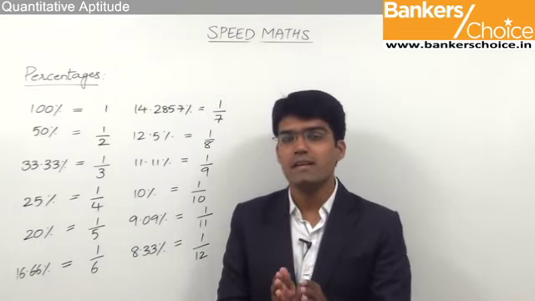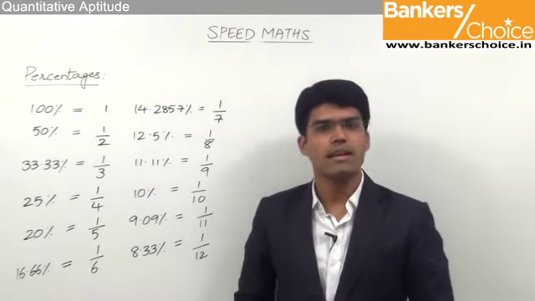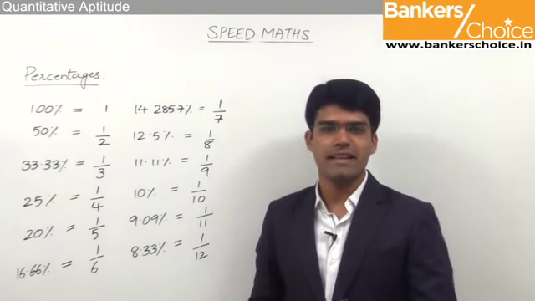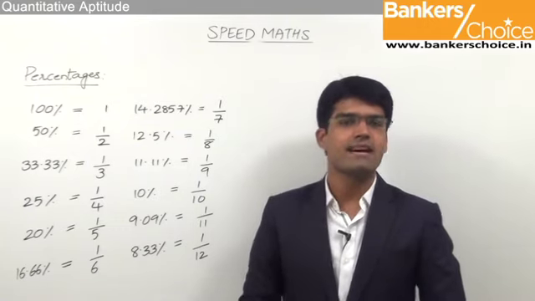That is the difference between a normal student and a smart student. For a normal student, 75% is 75%. But for smart students like us, 75% is 3 by 4. And that helps us get the answer faster.